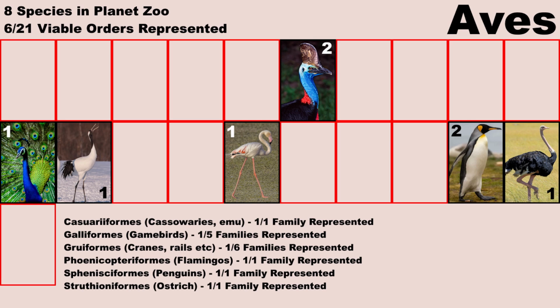Galliforms, the game birds, one of them. We have a crane, we have a flamingo, we have two penguins, and we have an ostrich. So yeah, but almost no birds, and I know we keep saying aviaries, we need birds, we need flying, all of that. Even if we didn't do flying birds, these are the ones I think we could get away with having as non-flying birds in Planet Zoo in the next image here.